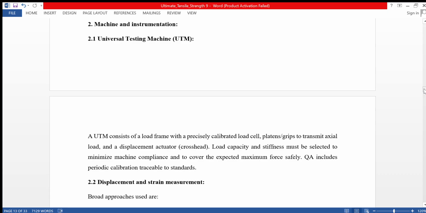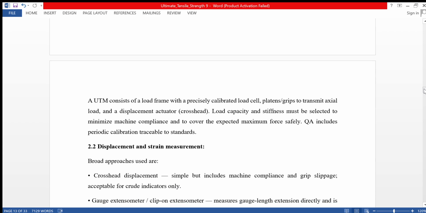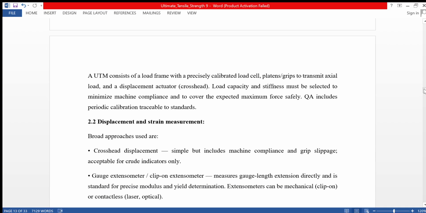QA includes periodic calibration traceable to standards. Displacement and strain measurement: the crosshead approach uses crosshead displacement, which is simple but includes machine compliance and grip slippage, acceptable as a crude indicator only. Gauge extensometer: clip-on extensometers measure gauge length extension directly and are standard for precise modulus and yield determination. Extensometers can be mechanical, clip-on, or contactless, laser or optical.